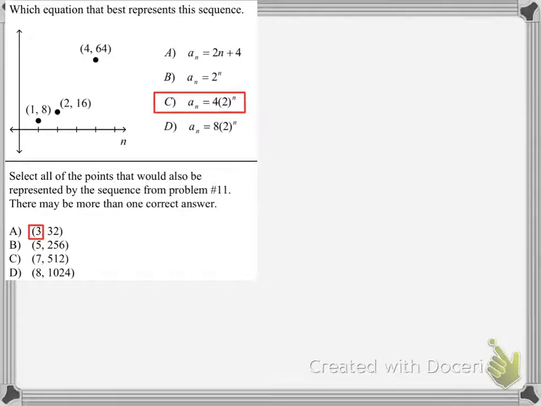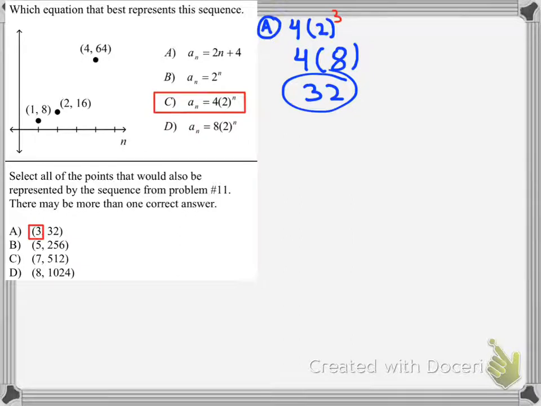So let's try letter A. For letter A, I'm going to plug in a 3. So it'll be 4 times 2, but instead of the n, I'm going to plug in a 3. And if point A is the correct answer, then it should give me 32. So let's go and simplify it. That gives me 4. 2 to the third power will be 2 times 2 times 2, which is 8. And that will give me 32. So therefore, letter A is an answer.